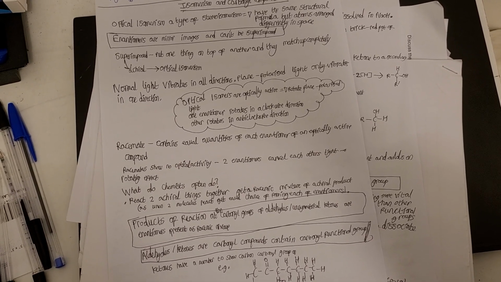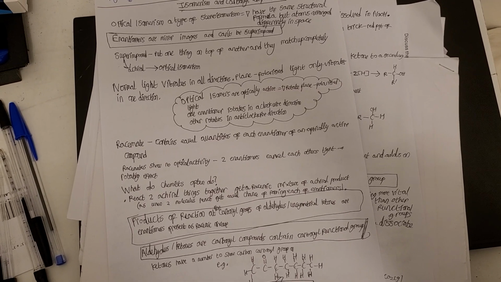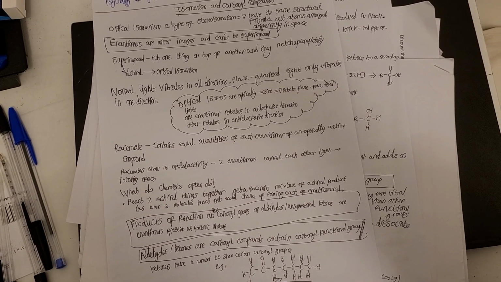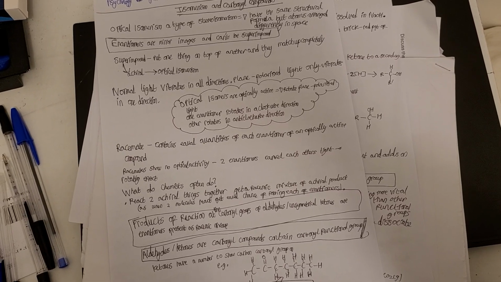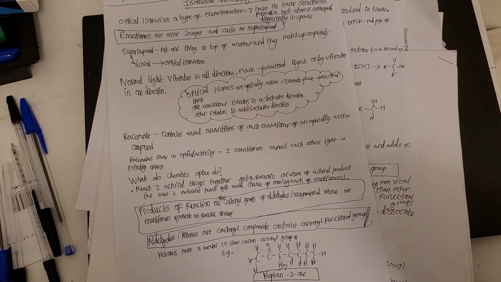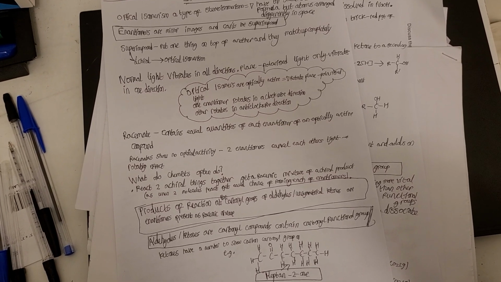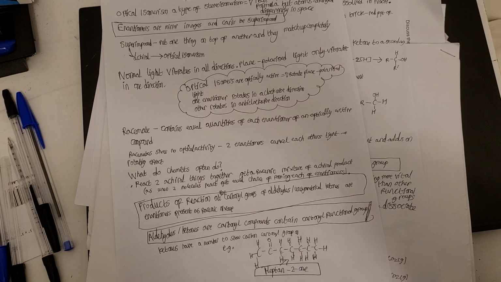What do chemists often do then? They react two achiral things together and they get a racemic mixture of a chiral product, as when two molecules react together, we get an equal chance of forming each of the enantiomers. The products of reaction at the carbonyl groups of aldehydes and unsymmetrical ketones are enantiomers present as racemic mixtures.